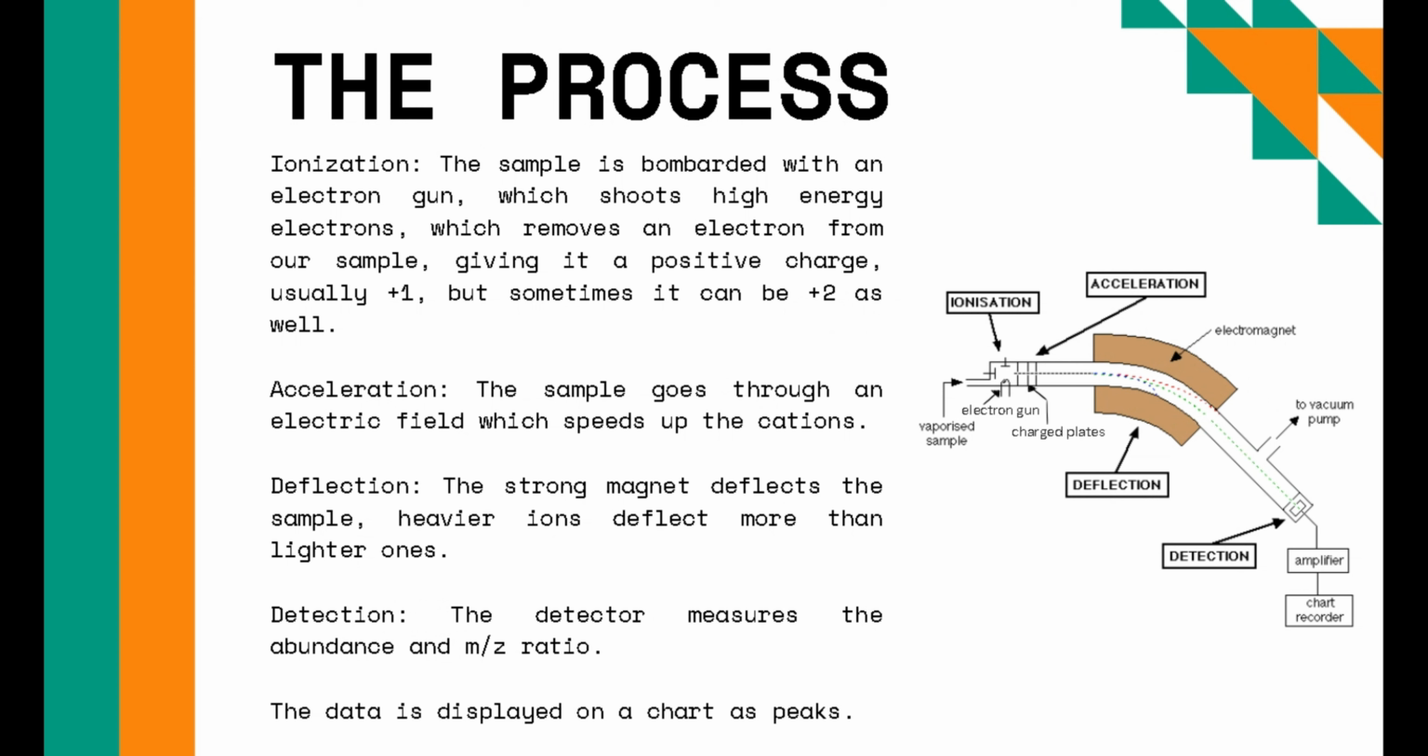Lighter ions will deflect more than heavier ions. You can see in the picture the blue dotted path is deflected more than the red dotted path, which means blue path belongs to a light ion and red path belongs to a heavy ion. Detection. Our sample's mass to charge and its abundance will then be detected and displayed as peaks on a chart.